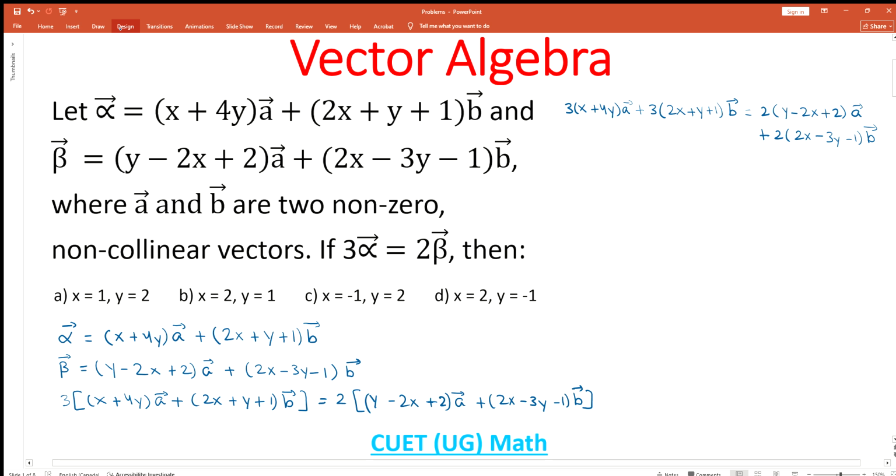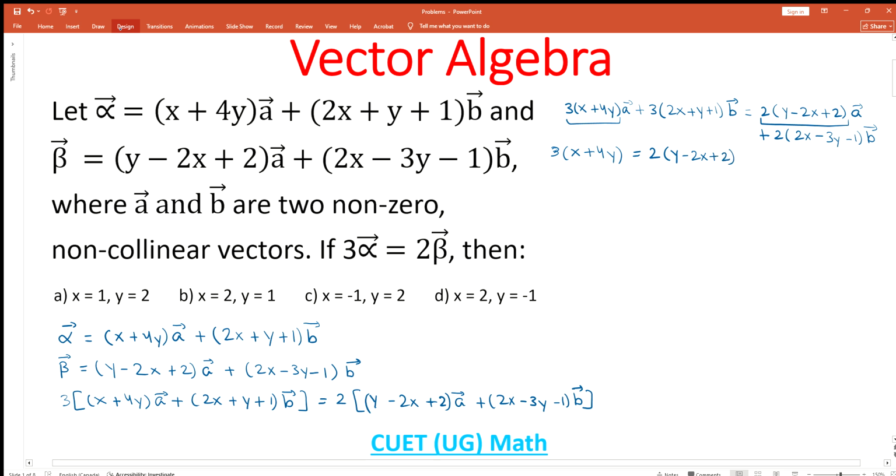This vector equation will be true if the coefficient of vector A on the left side, 3 times (x plus 4y), is equal to the coefficient of vector A on the right side of this equation. So we get an equation for x and y. The equation is 3 times (x plus 4y) equals 2 times (y minus 2x plus 2).